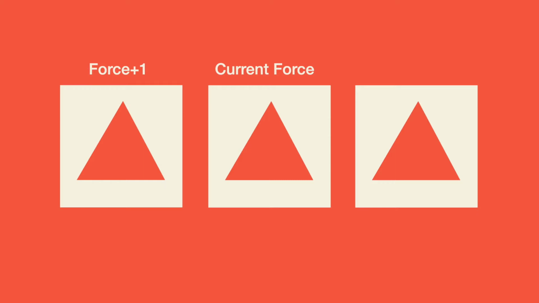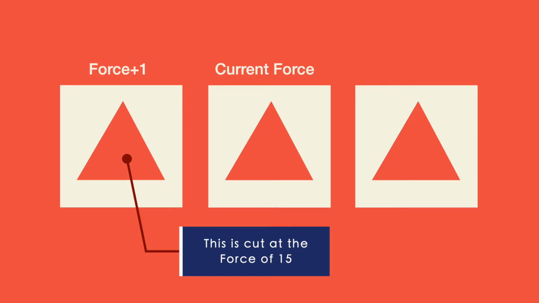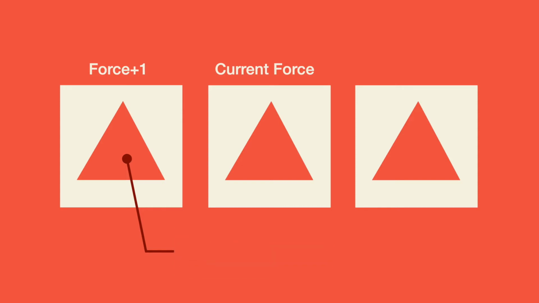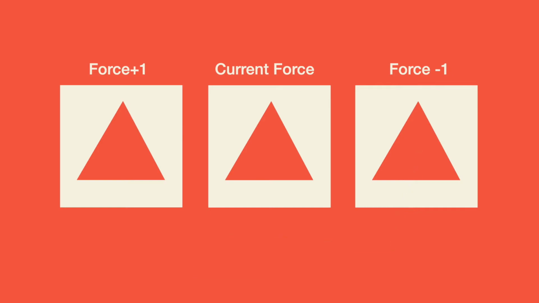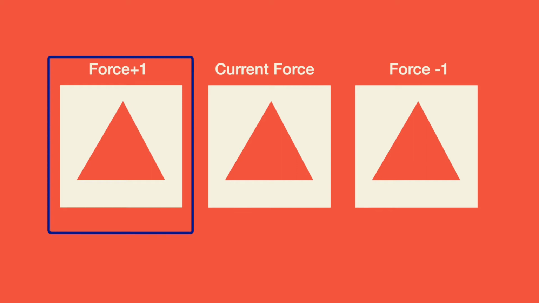In other words, if the current force is 14, this pattern would be cut at a force of 15. The pattern on the right is force minus 1. Once again, if the force is 14, this pattern would be cut at a force of 13. All the patterns were removed easily, so we can keep the force as is. Once again, if there was difficulty pulling out the middle squares, we could try the left pattern and adjust the force accordingly.